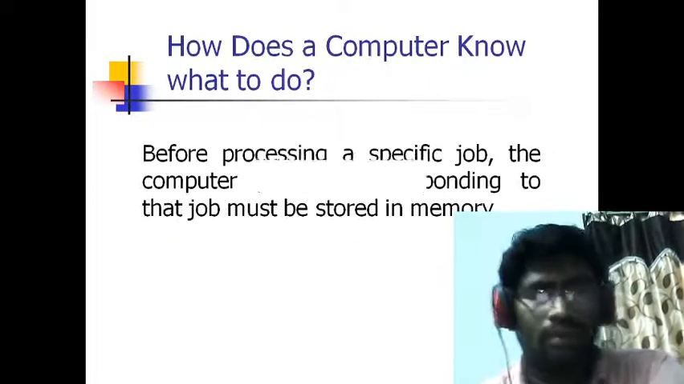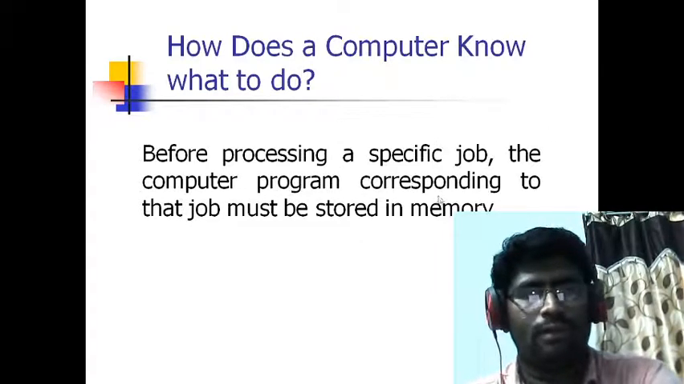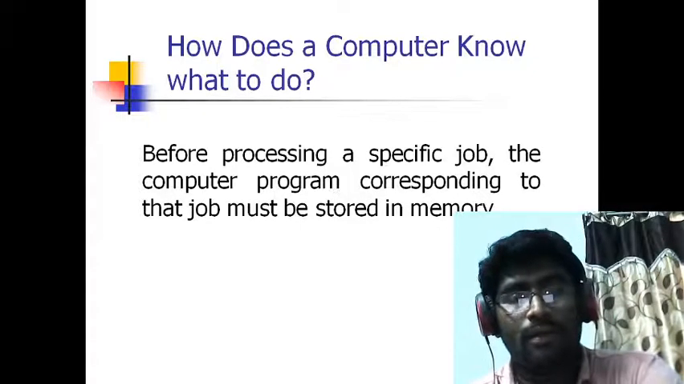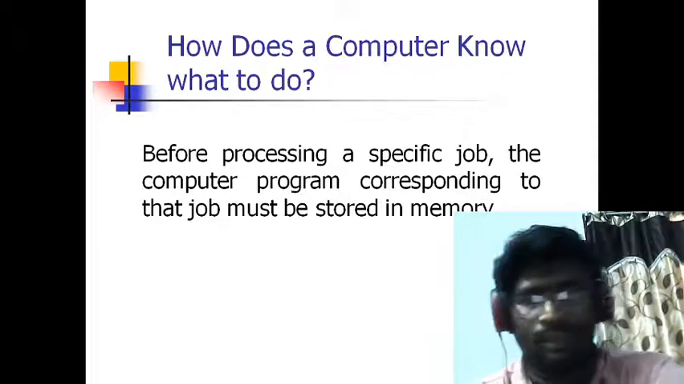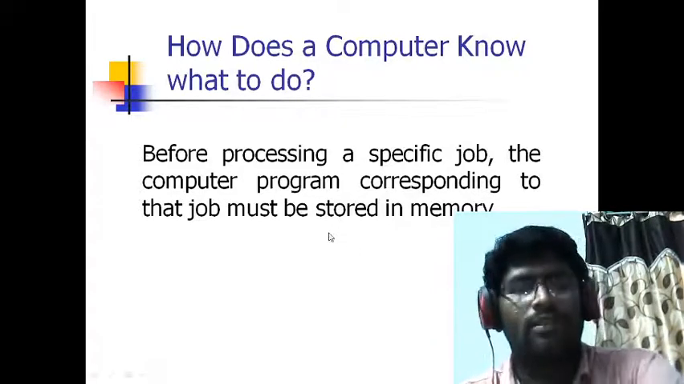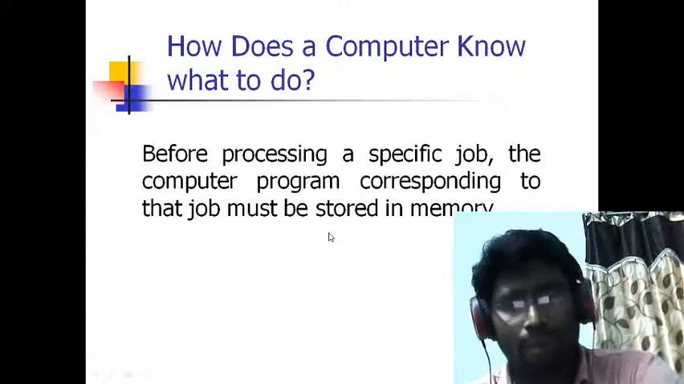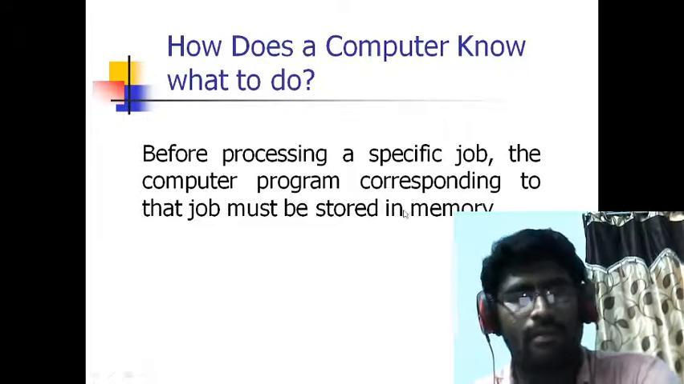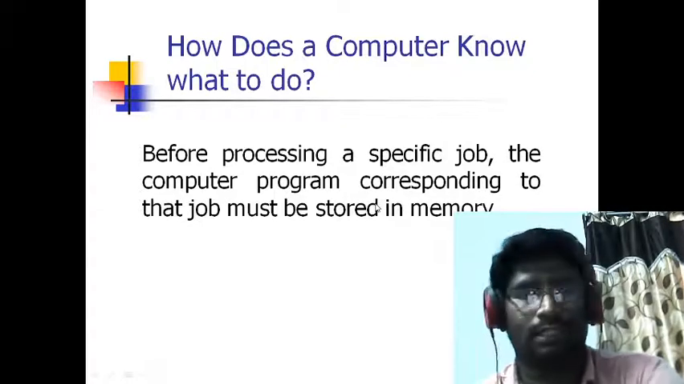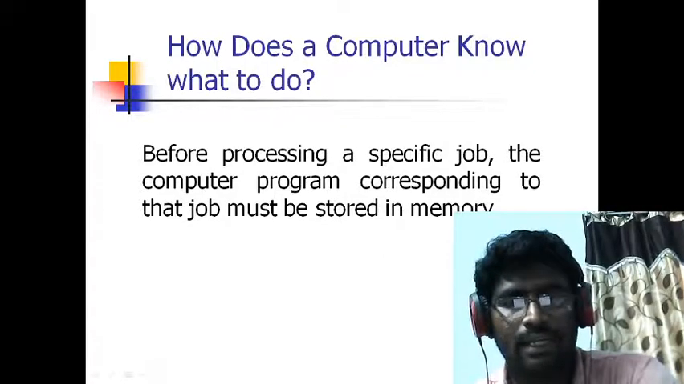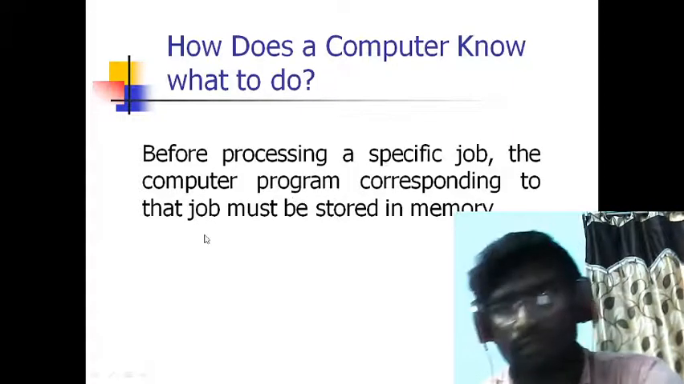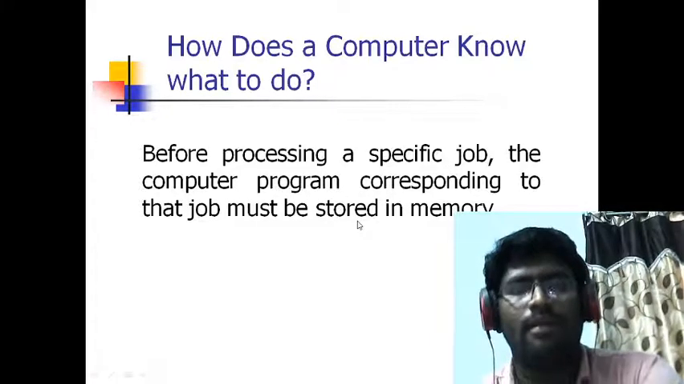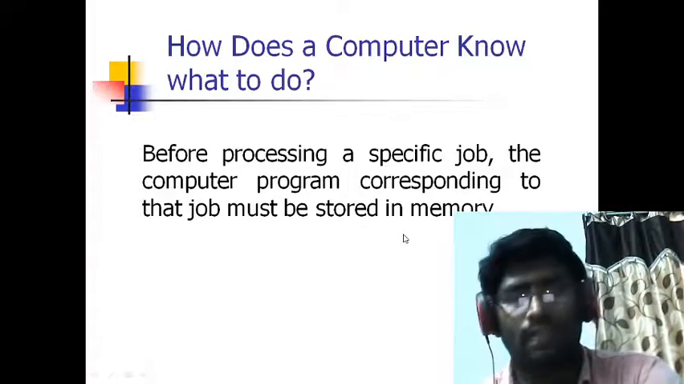Before we process a specific job, the computer program corresponding to that job must be stored in the memory. It means whatever operation we are currently performing, the same data must be stored in the computer memory, and only then can it process it. Without storing that particular data in the computer memory, the computer cannot process that job. That's why before processing a specific job, the program corresponding to that job must be stored in the memory.